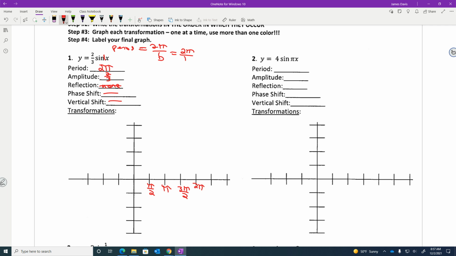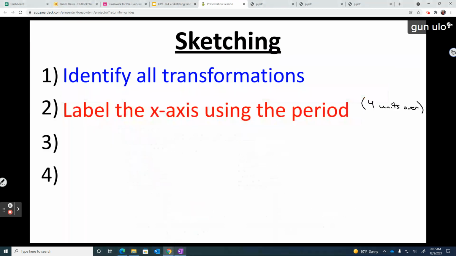Does that make sense so far? Mm-hmm. All right, got that done.